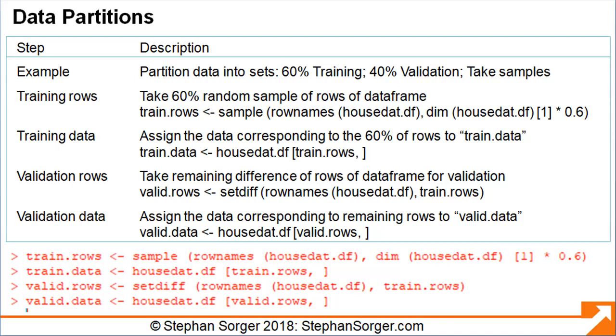We then use the 60% of the rows we selected to define the training data, which we call train.data. We take the remaining difference of rows of the data frame and assign them to the validation set. To do so, we apply the setdiff function and assign the result to the valid.rows dataset. We assign the data corresponding to the remaining rows to the valid.data dataset.